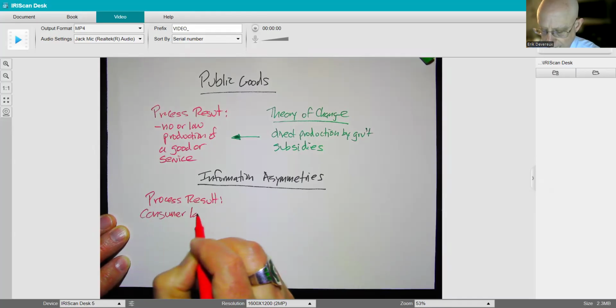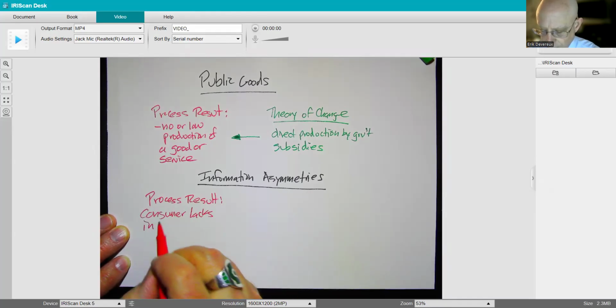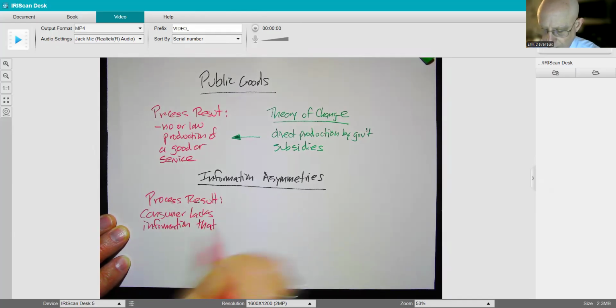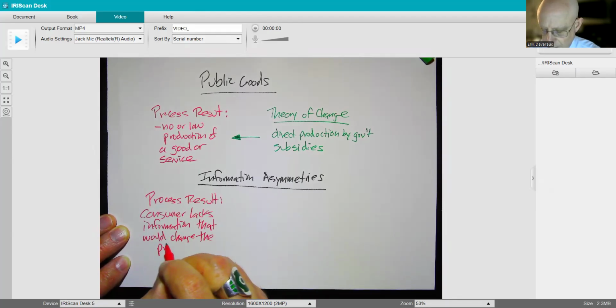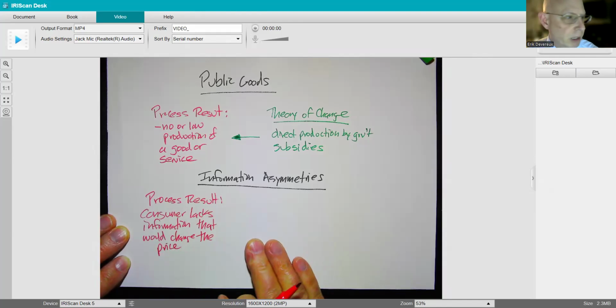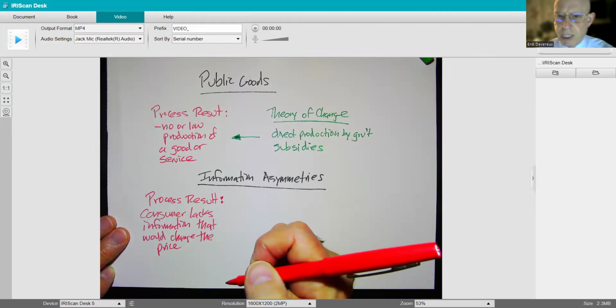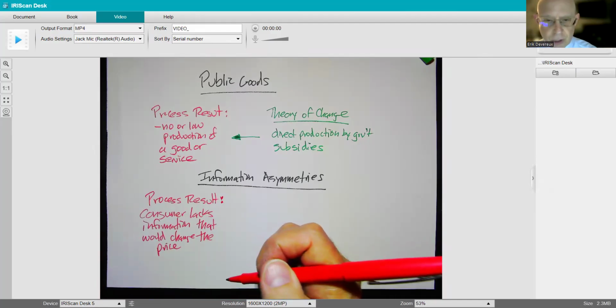The consumer lacks information that would change the price. So the consumer might end up paying too much for something. In the most extreme case, if the product is outright dangerous, then the price could fall to zero. In other words, no one will pay anything for it because it's just too dangerous to be used. But often what happens is consumers end up paying too much money for something that turns out to be dangerous or has other effects they weren't aware of.